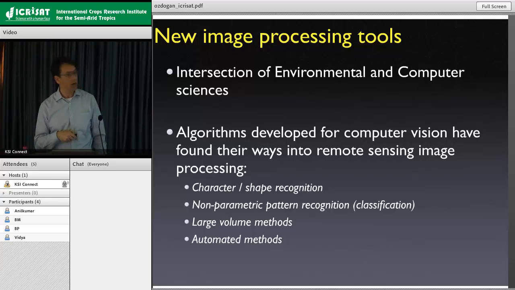There's also large volume methods. Dealing with terabytes of remotely sensed data is just a matter of pressing a few buttons nowadays because of cloud computing. And finally, some automated methods.